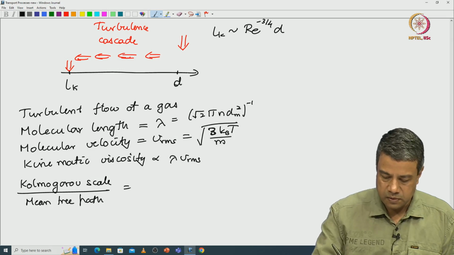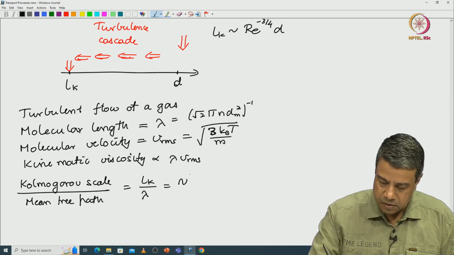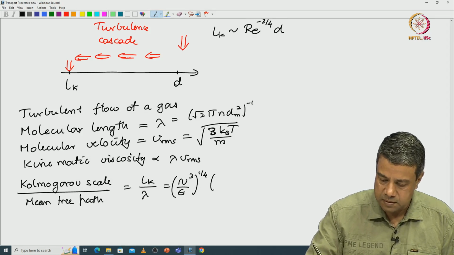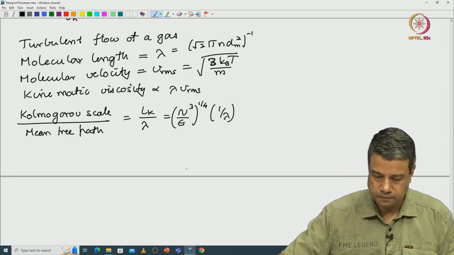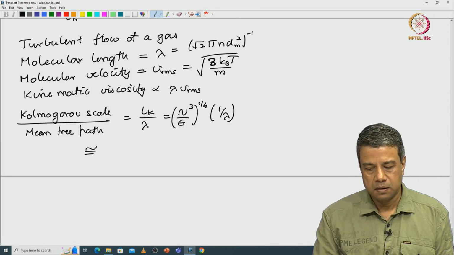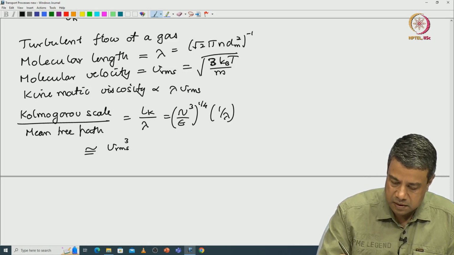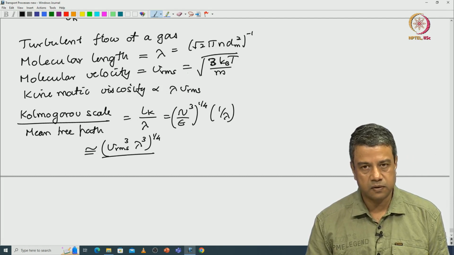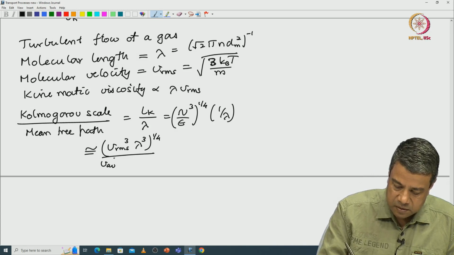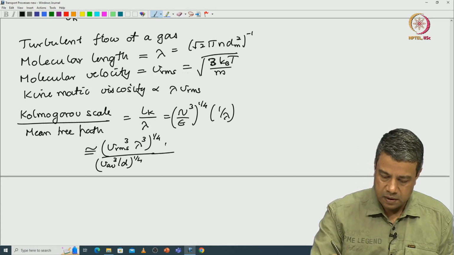Okay. This is equal to Lk by lambda. Lk, recall, was equal to nu cubed by epsilon, power 1/4, times 1 by lambda. Note that the kinematic viscosity is Vrms cubed times lambda cubed, power 1/4. That is nu cubed, power 1/4. Epsilon is V average cubed by d, whole power 1/4, into 1 by lambda.